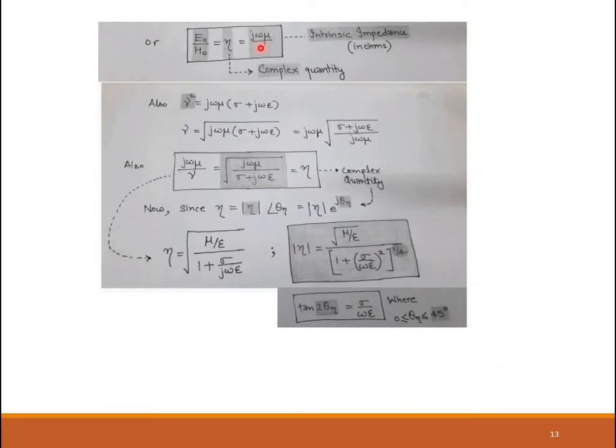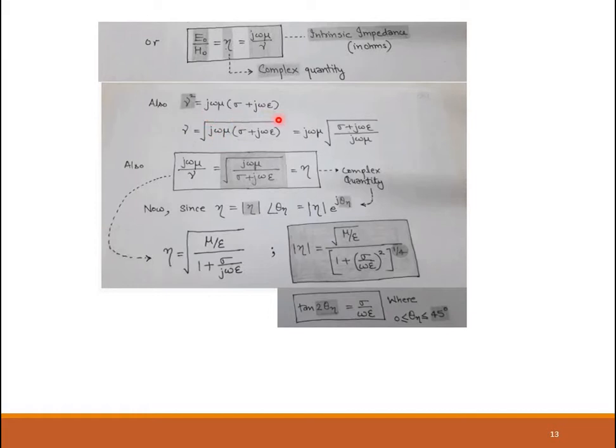By definition, how is the intrinsic impedance defined? It is defined as the ratio of E0 divided by H0. That means in this case it is j omega mu by gamma. We are deriving the expression for the intrinsic impedance of a lossy dielectric. The unit, as I've already discussed, is ohms. And we know the expression for gamma squared. This is again from the equation; right from the beginning, we have taken gamma squared in this form.